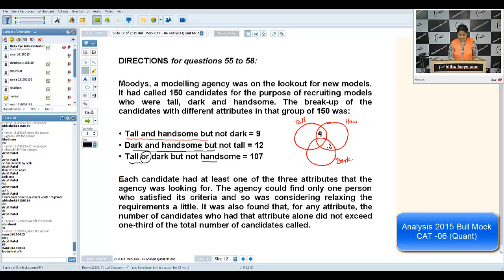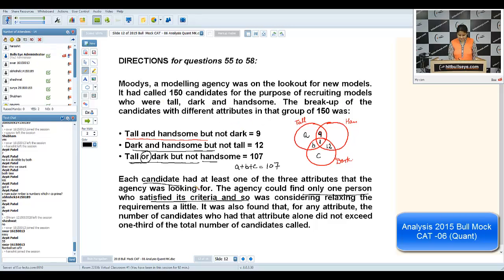This is the keyword here. Or, there is one more thing. The agency could find only one person who satisfies its criteria. It means the intersection of 3 will be 1. You must have read the whole set. Now, what is the meaning of this third condition? Tall or dark. Let it be A, let it be B, let it be C. By this condition I can say A plus B plus C should be equal to 107. And there is one more condition. Each candidate had at least one of the 3 attributes.